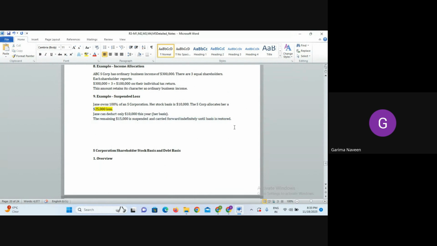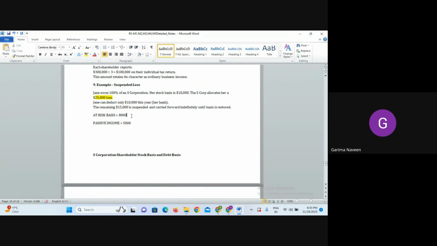Suppose you are asked that your at-risk basis is $8,000 and your passive income is $5,000. So how much loss can you deduct and how much do you need to carry forward? Okay, let us consider this example. Suppose your tax basis is $10,000, your at-risk basis is $8,000 and your passive income is $5,000. How much of this loss can you deduct on your Form 1040?